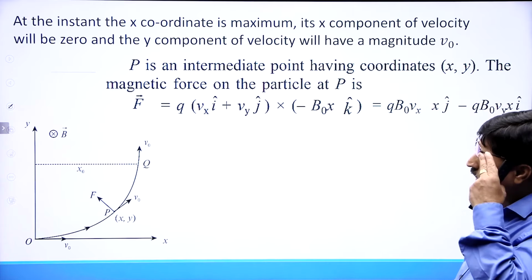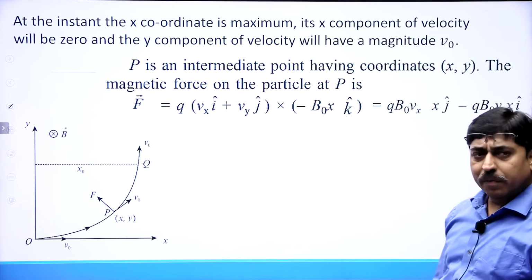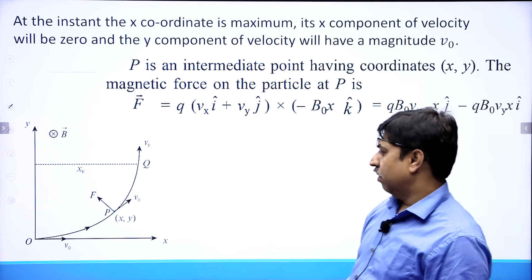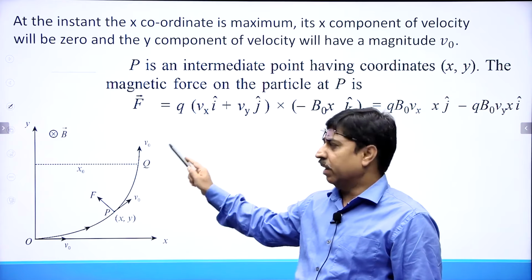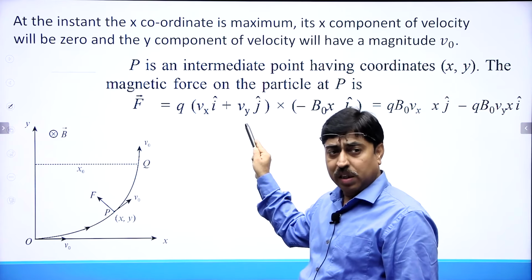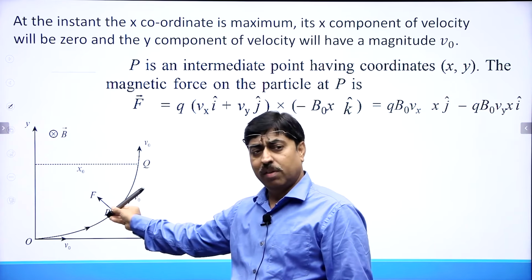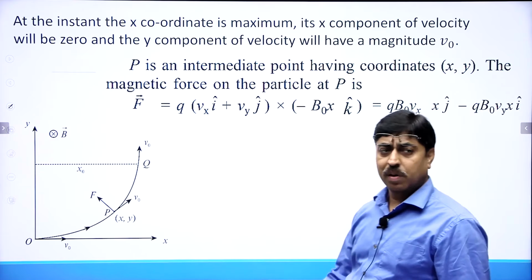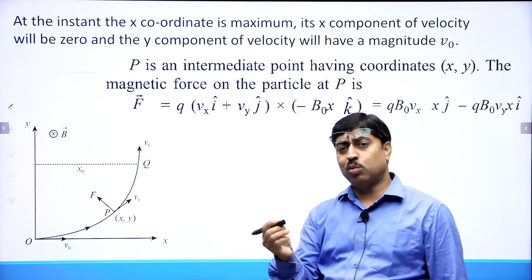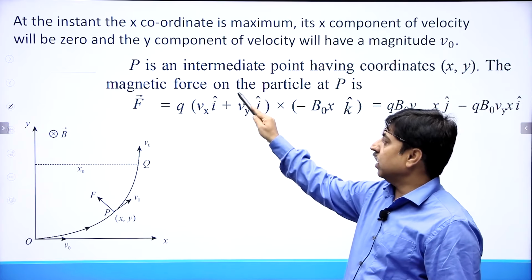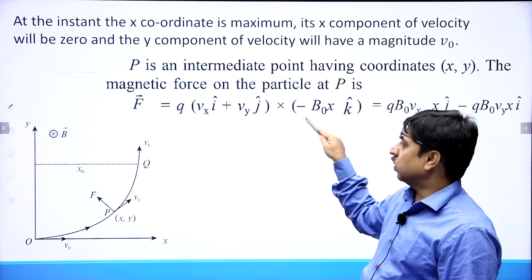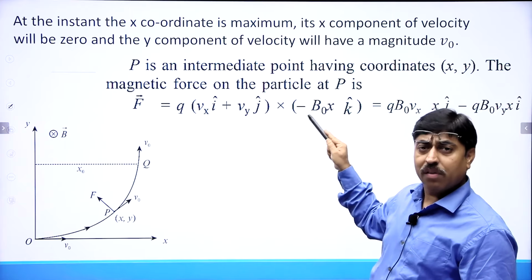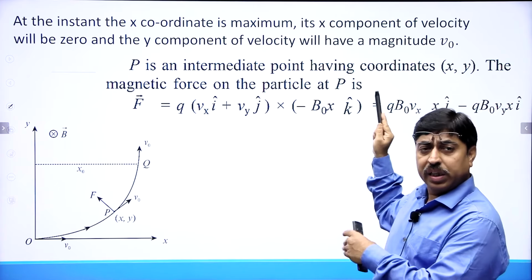The magnetic force on the particle at P will be given by, I have written it in the Cartesian coordinate system. So the magnetic force can be written like this: Q, velocity. Right now velocity is like this, let me write it in components, Vx i cap plus Vy j cap. So let us say velocity at this instant has two components, Vx and Vy. So velocity is Vx i plus Vy j, cross product, Q V cross B, and the magnetic field is minus B naught x k cap.